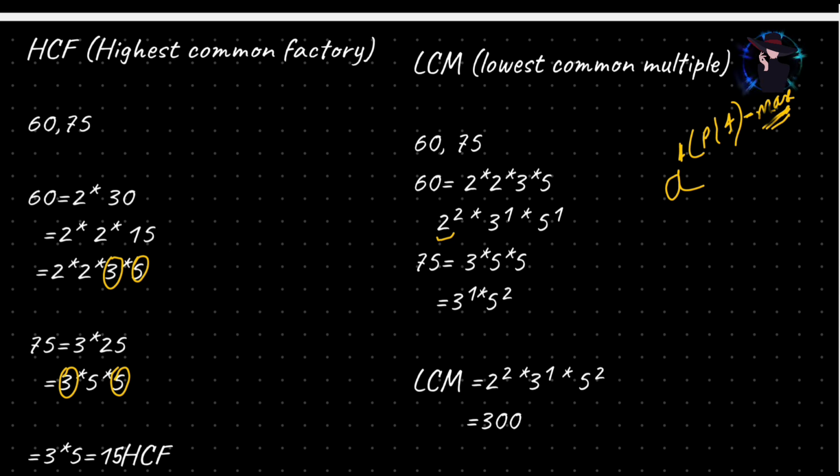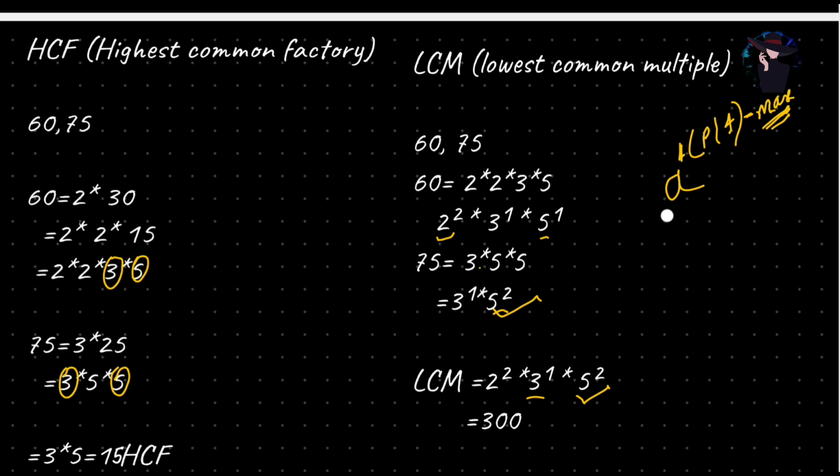2 power 2, 2 power 2. 3 power 1, 3 power 1. We only have one, so let's take 3 power 1 as it is. 5 power 1, 5 power 2. Which is the greatest? Obviously 5 power 2. So we are going to take 5 power 2. 4 into 3 into 25 equals 300. The value of LCM is 300. This is how the LCM is found.